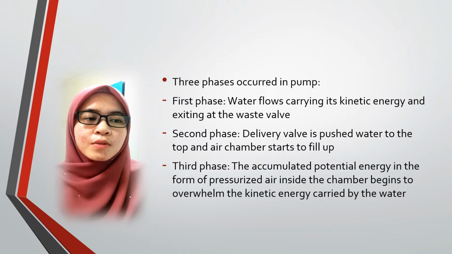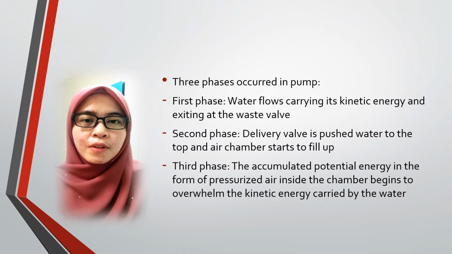There are three phases that occur. In the first phase, water flows from the source to the hydraulic ram pump, carrying its kinetic energy and exiting at the waste valve. This will cause a water hammer effect in the entire water flow, which opens the delivery valve. The next phase begins when the delivery valve is pushed to the top and the air chamber connected to it begins to fill with water.